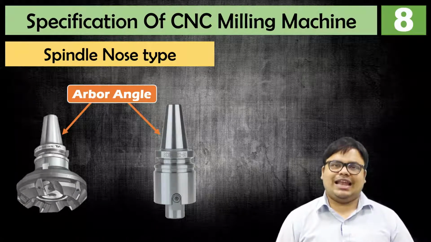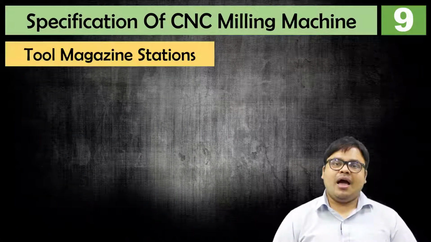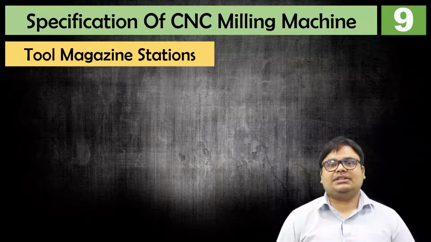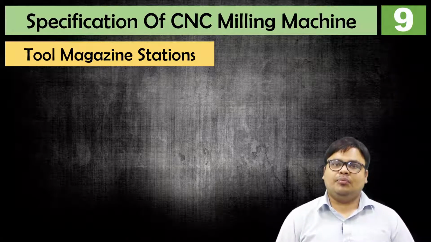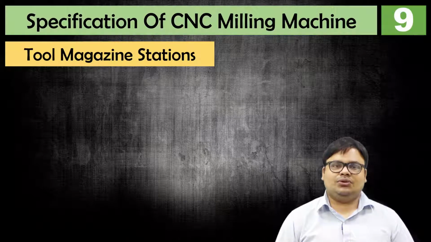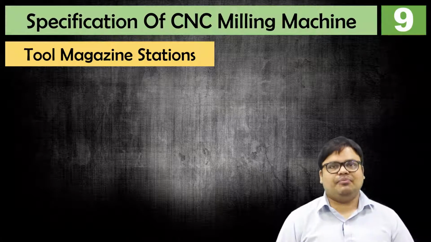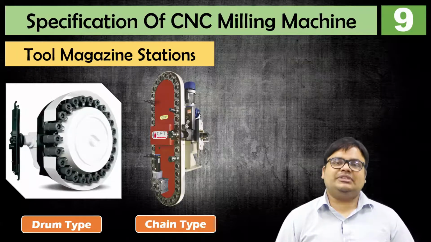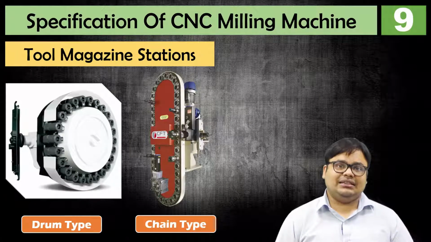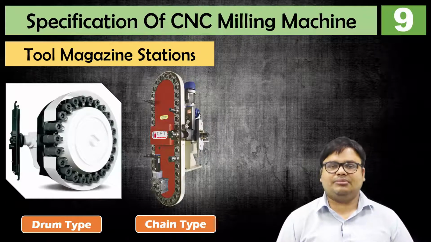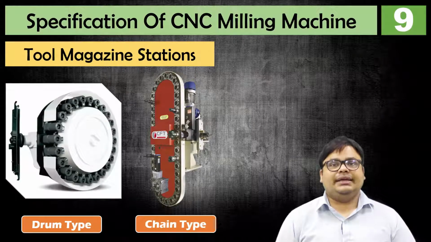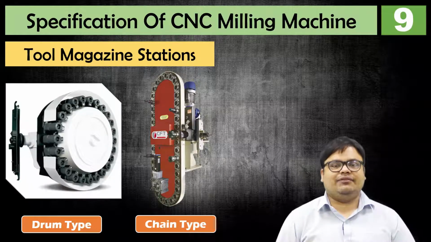Moving on to the next one, the 9th one. You can see it, that is the tool magazine station. In this tool magazine system, what is the maximum number of tools that can be put together? That is the tool magazine stations, and it is of which type also. Sometimes you'll find it is drum type or chain type. Generally if the requirement of tools is less than 30, then we can go for drum type arrangement. If our tool requirement is more than 30, like 60, 80, 120, or even more than that, then we can go for chain type tool magazine stations.